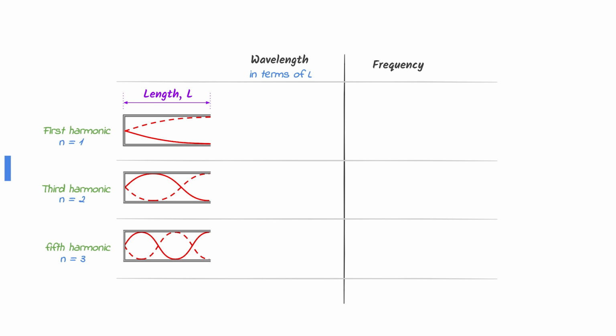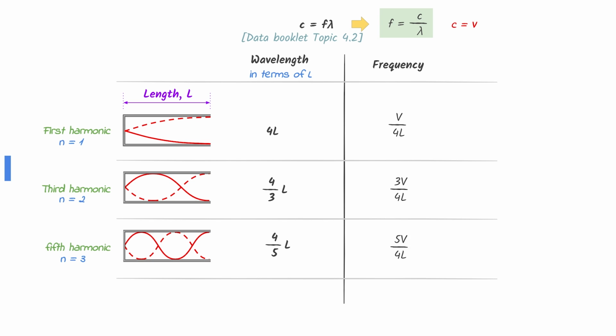Here are the first 3 harmonics of a standing wave in an open and closed pipe. First, determine the wavelength in terms of the length L of the pipe. Next, use the equation given in the data booklet to find the frequency of the standing wave. The speed of sound in the pipe is given as v.